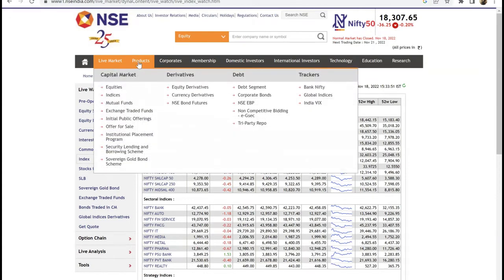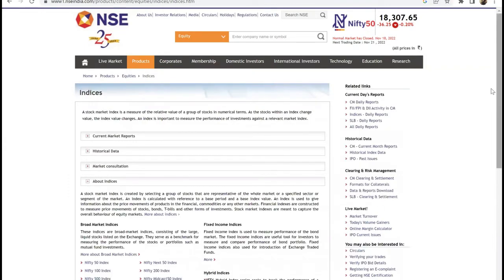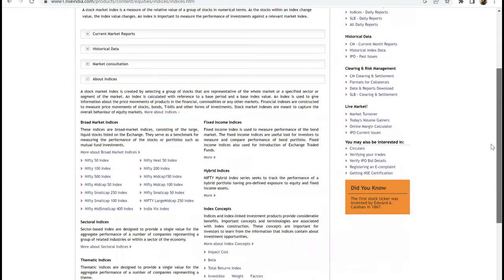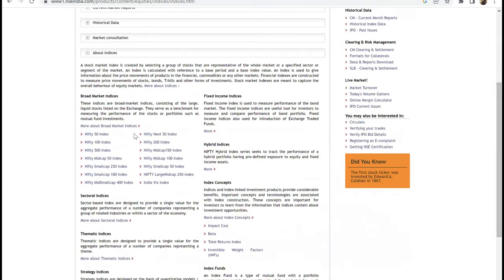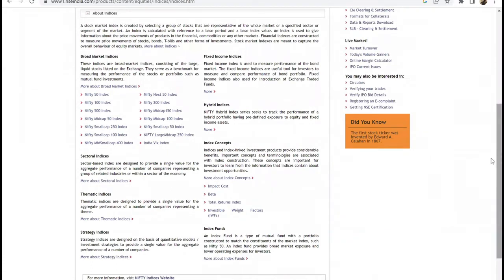Now, if you want to see what this product is, what it is made of, you can go to the products, click on indices, and you have things here about indices. As you can see, you have the broad market indices, sectoral indices, thematic indices. So NSE, the National Stock Exchange, has created multiple indices so that benchmarking can be done and also the market participants can make sense out of the market movement.